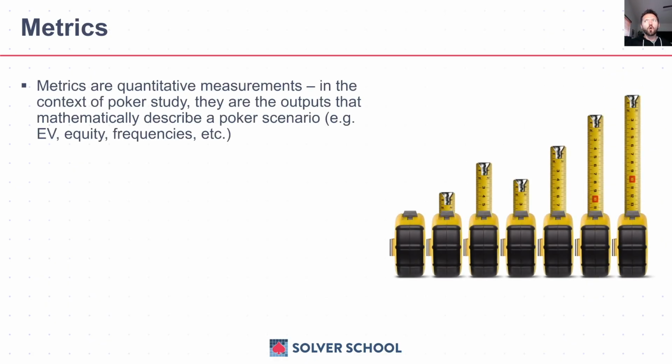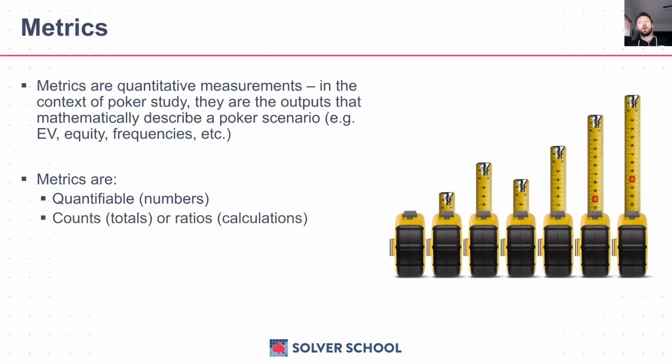So metrics are quantitative measurements. In the context of poker study, metrics are the outputs that mathematically describe a poker scenario. Things like expectation value, equity, the frequencies, anything that's a number within a solver is a metric. And metrics are quantifiable, so they are numbers. They can be counts, so they could be the total number of things, that could be combinations or things like that. Or they can be ratios, like calculations; equity is a ratio, EQR is a ratio, stack to pot ratio is a ratio.